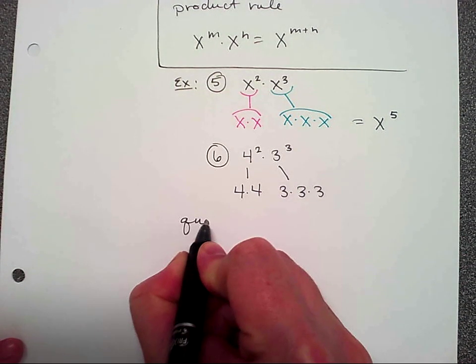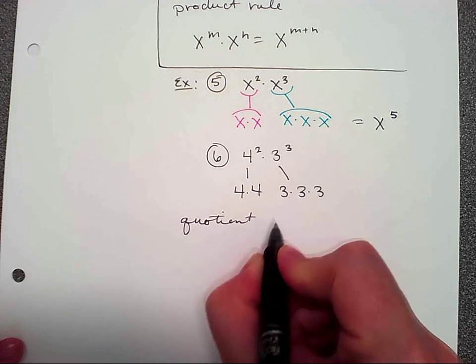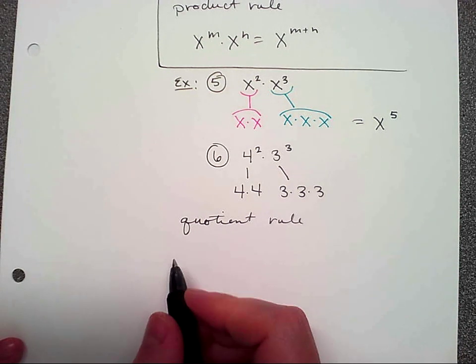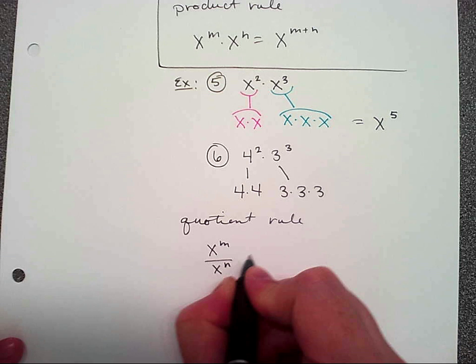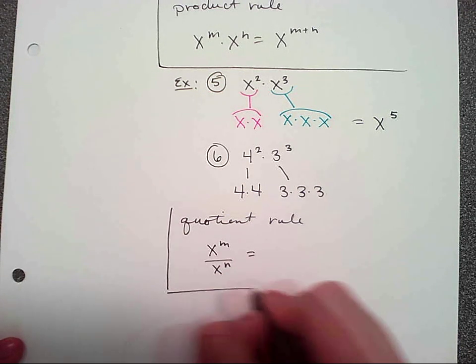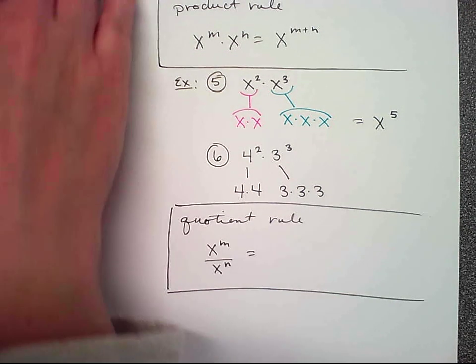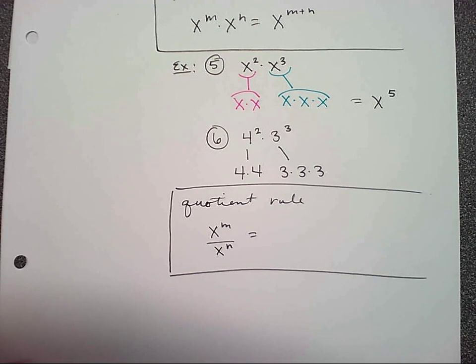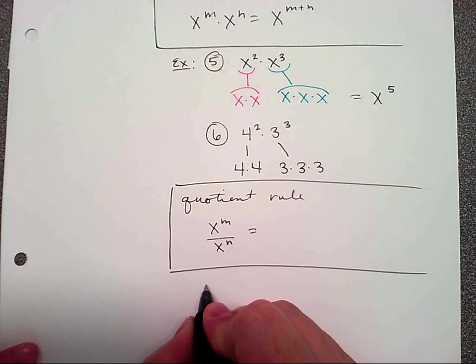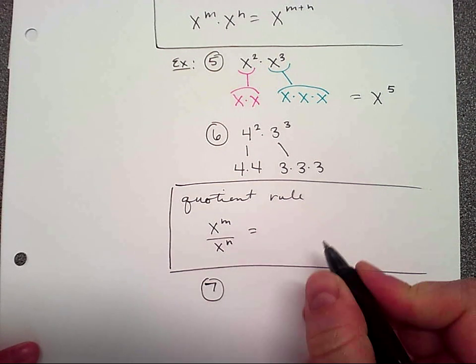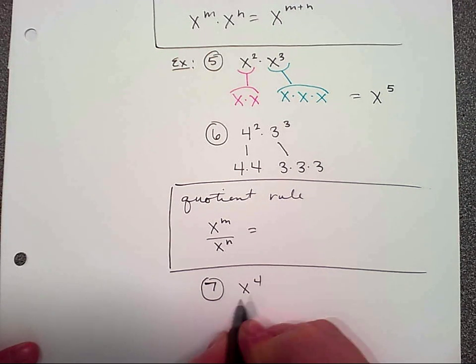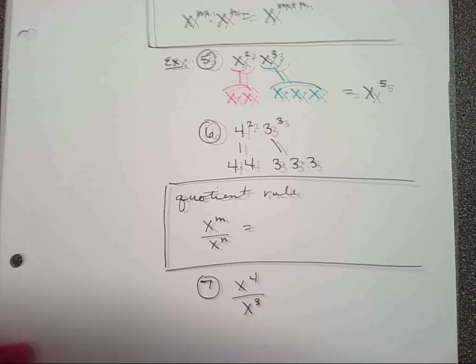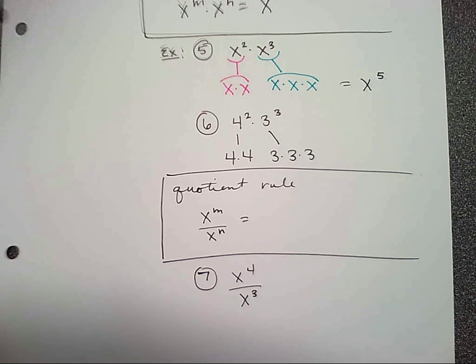Let's do the quotient rule. Okay, so the quotient rule says x to the m over x to the n equals what? Does anybody know? Well, I can't remember either, so let's write out an example. So let's say I have x to the 4th over x to the 3rd. I don't remember what it is. I'm on a test going, oh my goodness, what?